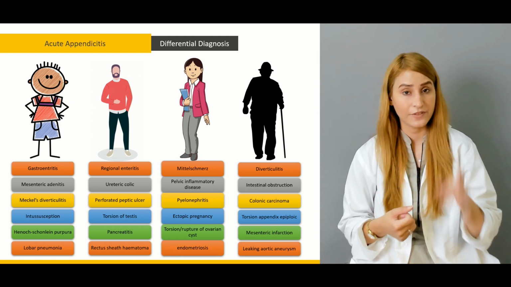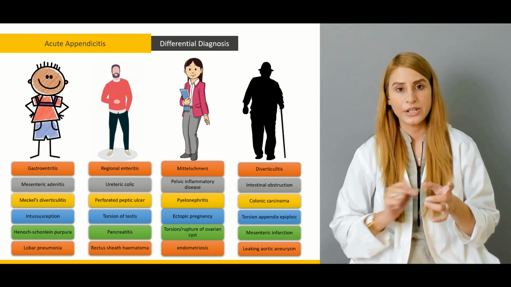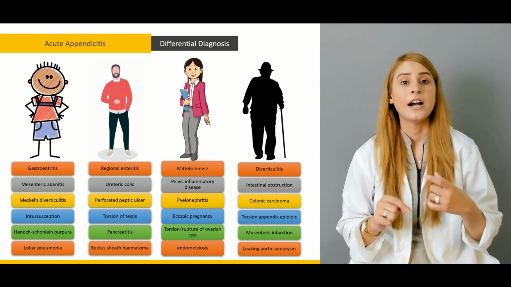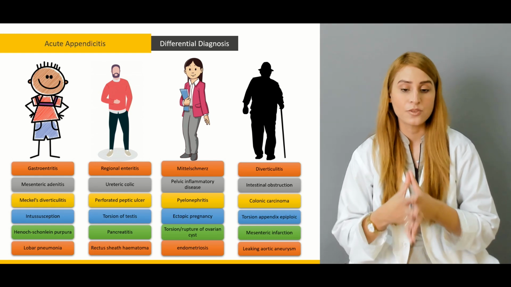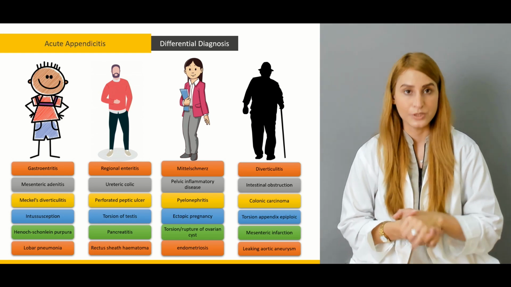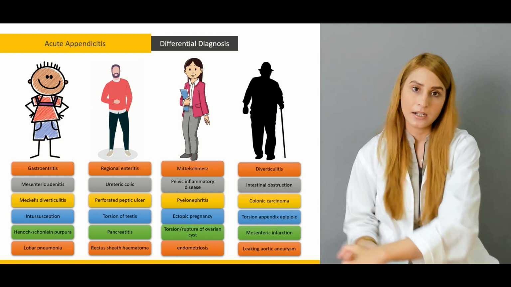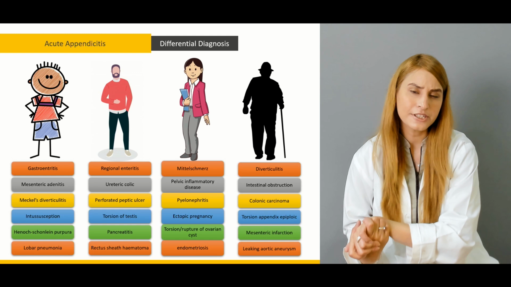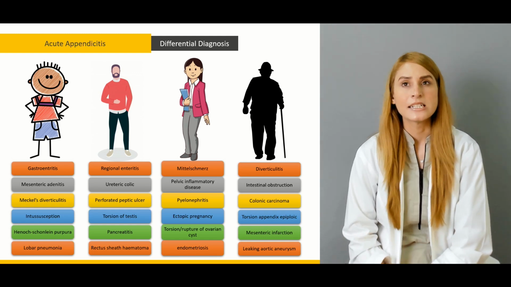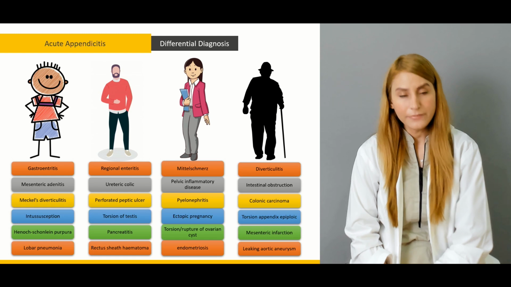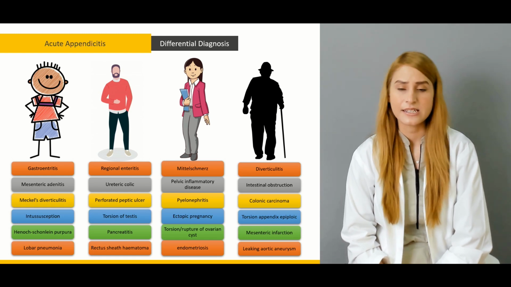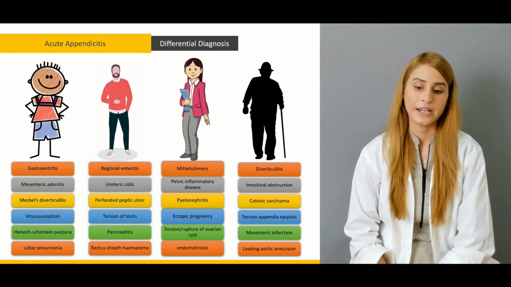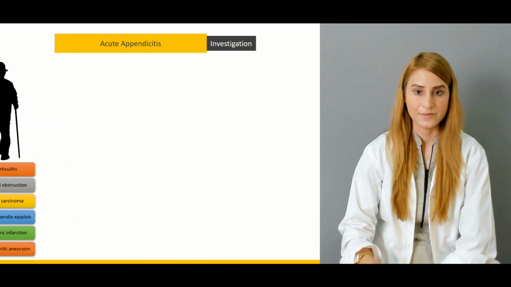There can be ectopic pregnancy. So whenever you are ordering the investigation, particularly in case of females, you have to do the urinary pregnancy test as well, for the ectopic pregnancy. There can be endometriosis. So in case of old patients, you have to think about other diseases like diverticulitis, diverticulosis, or you can also think about intestinal obstruction, colonic carcinoma. You can think about mesenteric infarction, and you can also think about the leaking aortic aneurysm as well.